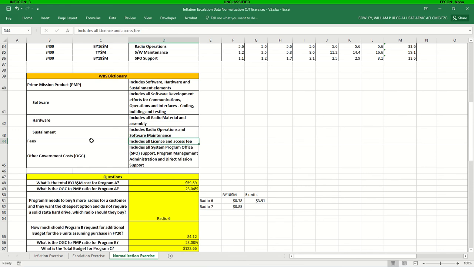License and access fees fall under this fees category, which is not included in prime mission product or other government costs. So any element regarding licenses or fees should be excluded from this ratio. And system program office support is another government cost category.